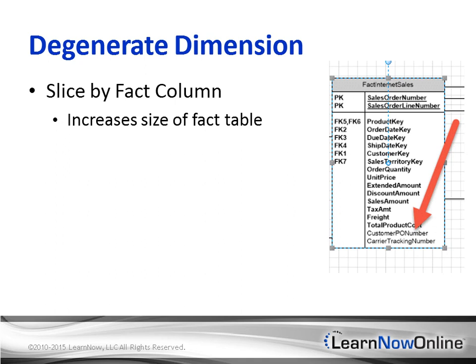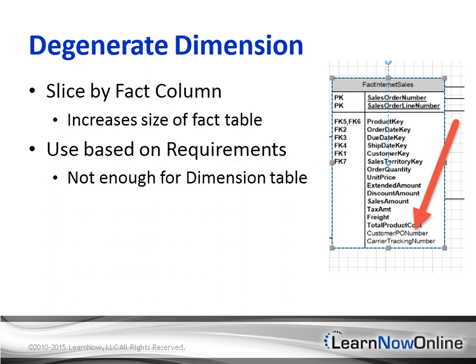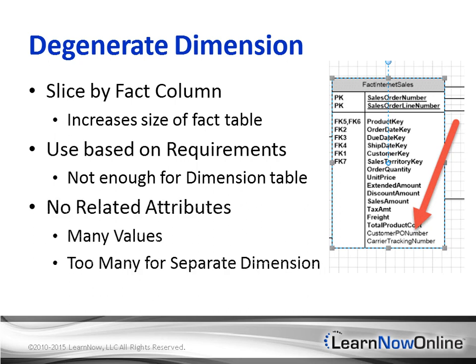The degenerate dimension. A request to use a degenerate dimension comes from a user that wants to slice or dice by a fact column. In our example, the customer PO number and carrier tracking number have been requested as filters. Be aware, these requested columns increase the size of the fact table, but it does not warrant a new dimension table to be created in the database. The values from the fact table do not have related dimension attributes, so the large range of values do not require a separate dimension.